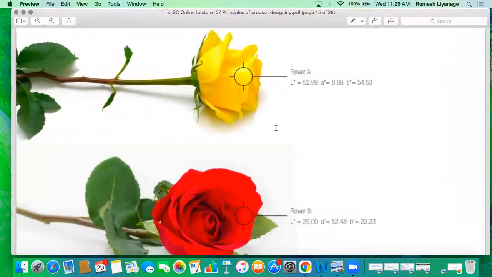Right? Two roses are there, right? L, A, and B. Right. Here, like L is 52. It means somewhat around, it's actually a plus value. It means a lighter one.